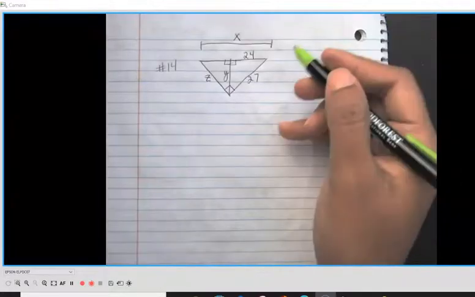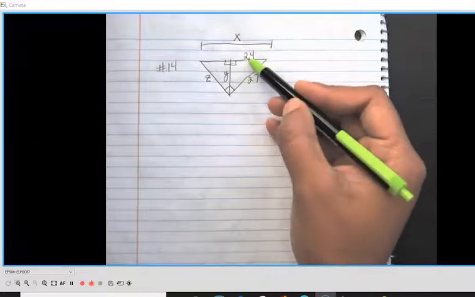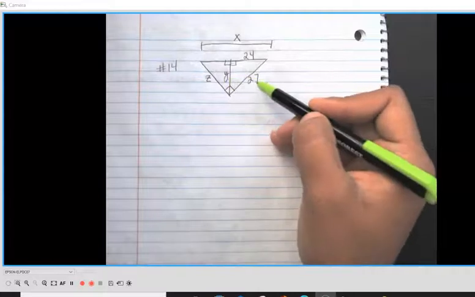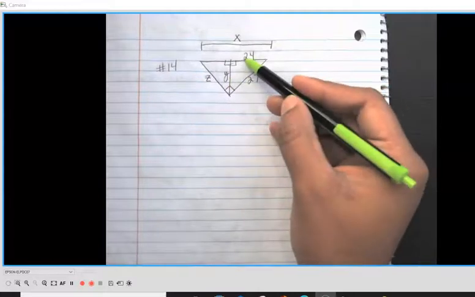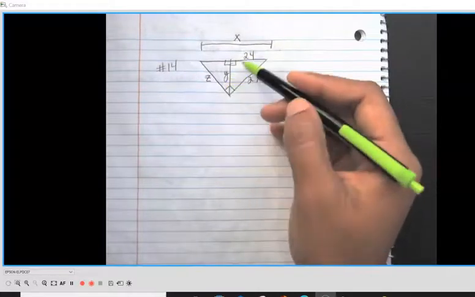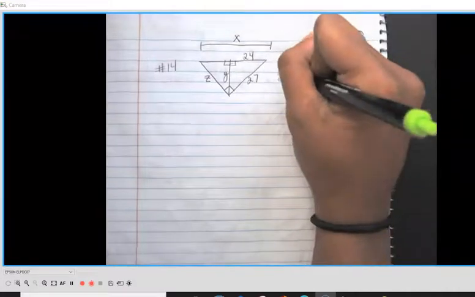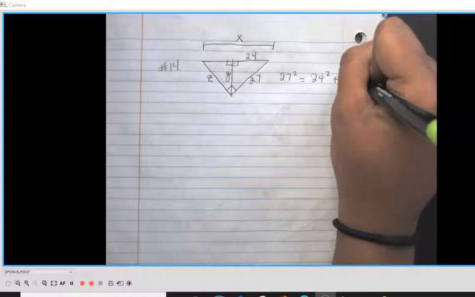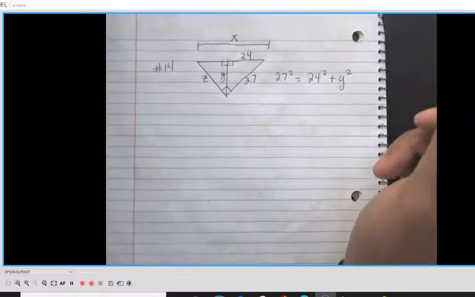Because these are linear pairs, I can use the Pythagorean theorem to find y. Again, this is C, let's call this A, and I'm looking for B. So I have 27 squared is equal to 24 squared plus, and I'm going to leave that as y squared. That's like my B leg.